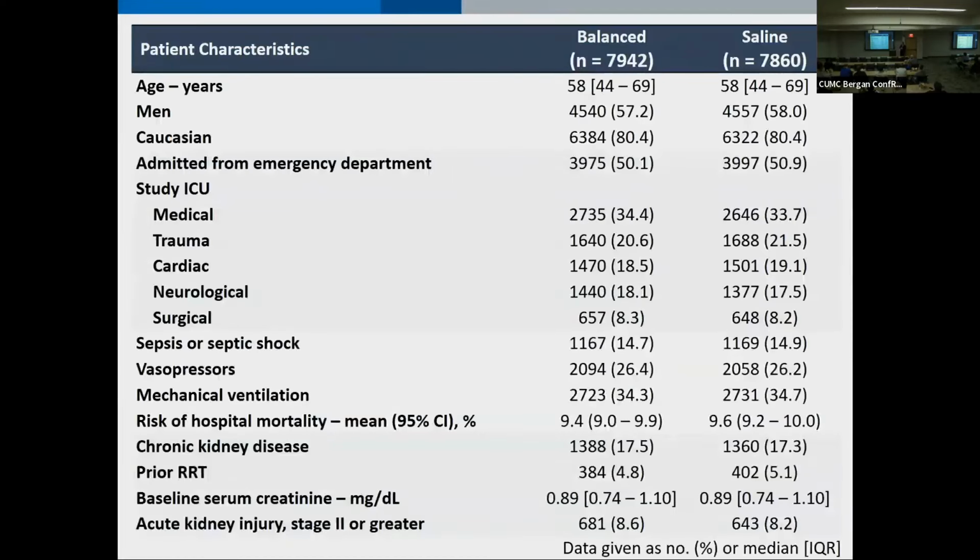Here's what they look like. About 15% of them had sepsis. About a quarter of them are on pressors, and about a third of them are on mechanical ventilation. So that's sort of the makeup of critically ill patients at my institution. About half of them are admitted from the emergency department.